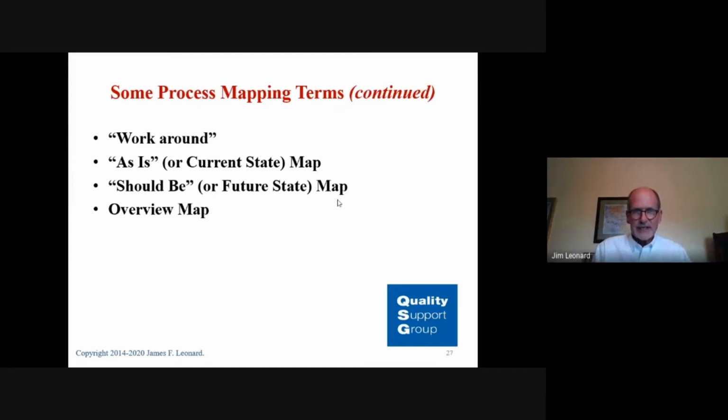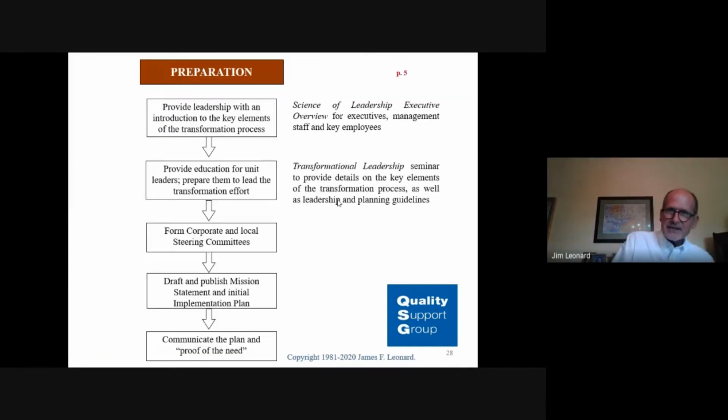Stay out of the weeds. Don't go to the nth detail. Save your energy for what you're going to need to improve in your work to improve the process. This on page 5 of your document is just an overview process map of the preparation stage for getting started on the transformation process, providing leadership with an introduction, then providing education, form some steering committees, draft and publish your mission statement and implementation plan, and communicate it. Not going into the details of the communication meeting schedule or any of that.